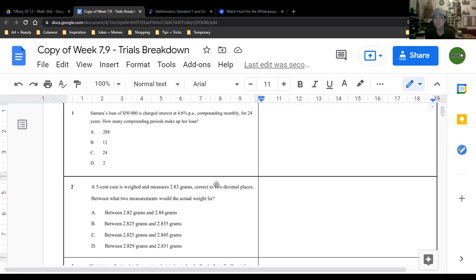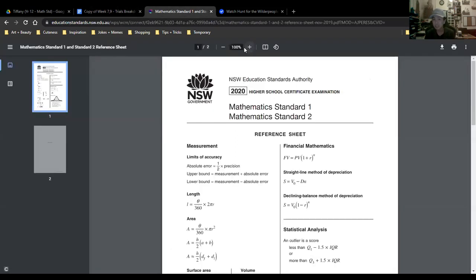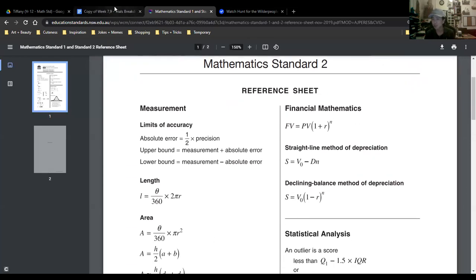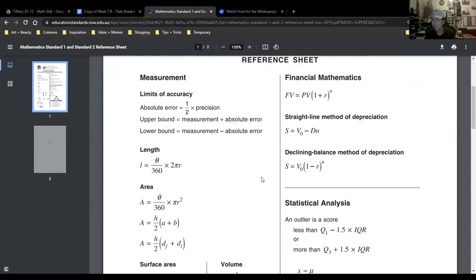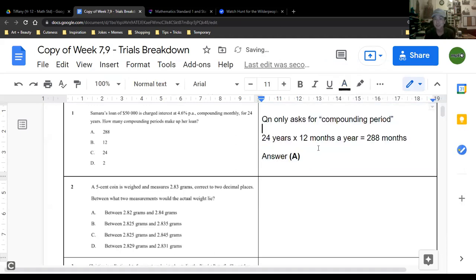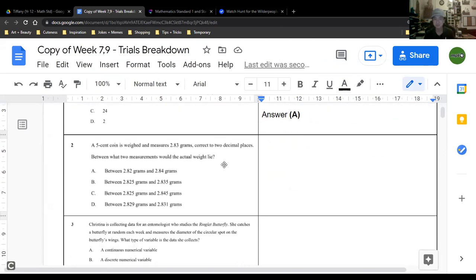So just a thing to look out for, which is normally when you see interest questions, students tend to jump straight for the formula sheet, and you know, the interest formulas are here. However, for this one, all they want is the compounding period, so you don't really need a formula sheet for that. So as you can see, I wrote here for Tiffany, the question only asks for the compounding period. So it is 24 years, but compounded monthly. There are 12 months in a year, so just 24 times 12. Nice, easy one to get warmed up on.